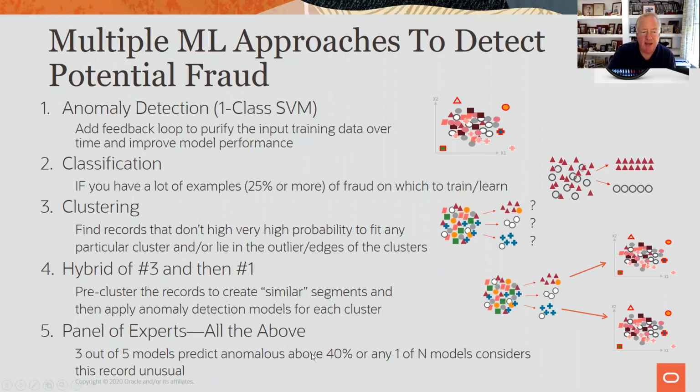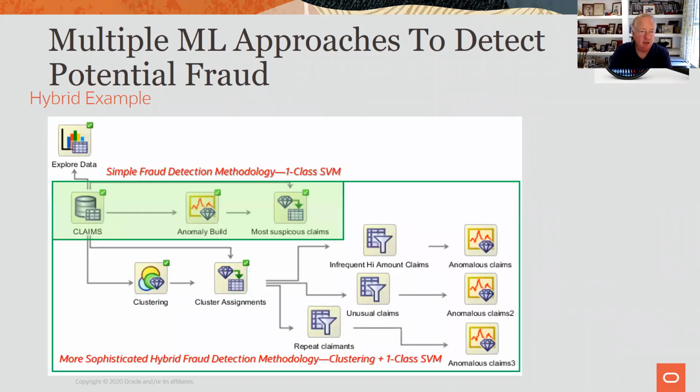Another way you can do it is a panel of experts. I can do many different models. 5 out of 7 models predict that you might be suspicious with a probability of such and such. Assembling these analytical methodologies is a lot more easily done inside the database. And here's the example, I guess, of what I just showed before. Simple fraud detection model, just a one-class support vector machine. And here's the more sophisticated hybrid model. It's not so hard once you see how to do it.